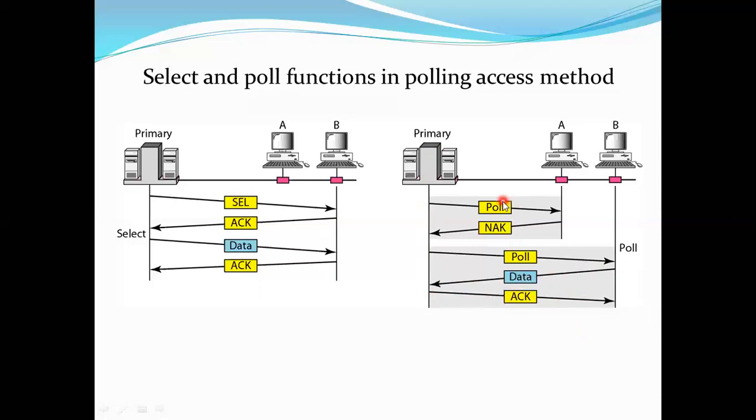There are two very important things you need to know when it comes to polling: one is select, and another one is poll. Select means whenever the primary wants to send data, it tells the secondary station to be ready. That is select. Poll is for whenever the primary wants to receive data: it asks the secondary devices if they have any data to be sent. That is the meaning of poll. This is a very important method when it comes to controlled access.